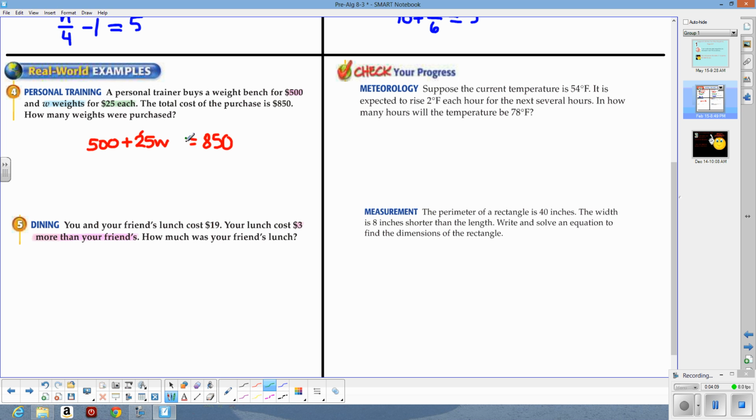Now to solve that equation, you're going to get the W by itself by getting rid of this 500. We're going to subtract 500 from both sides. And we end up with 25W equals 350. Now to figure out what W is, instead of multiplying by 25, we're going to divide by 25. So you're going to take 350 and divide by 25.